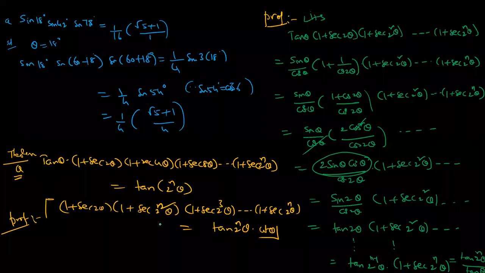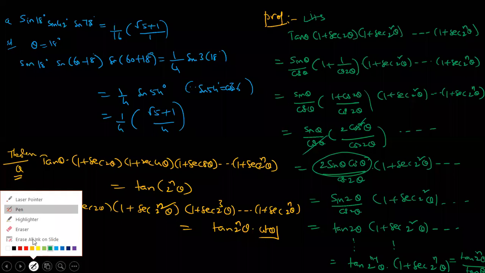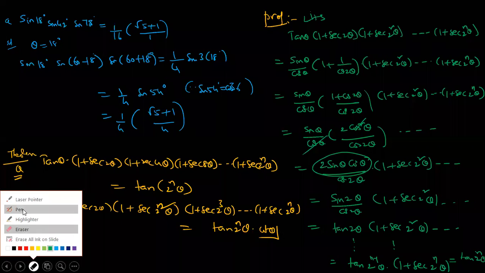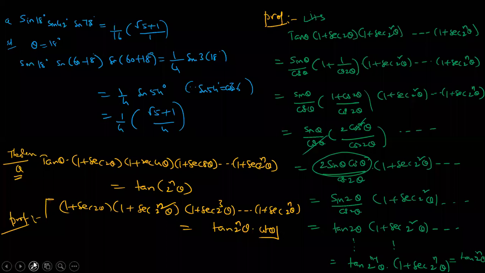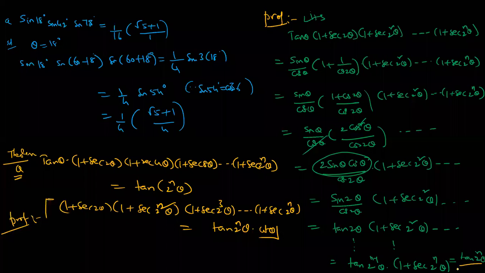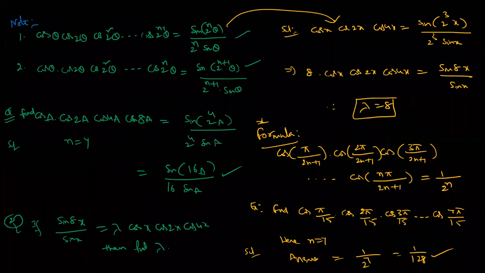No, only tan 2 power n theta. Yeah, tan theta is not required. Already the multiplication is there, no? So only tan 2 power n theta is coming. Hence proved. So dear students, once again revise these formulas. I can revise the formulas once again.